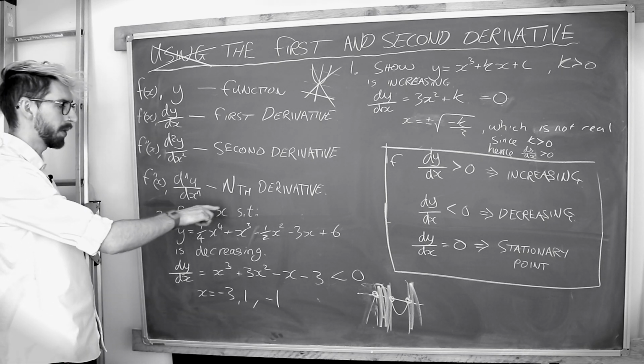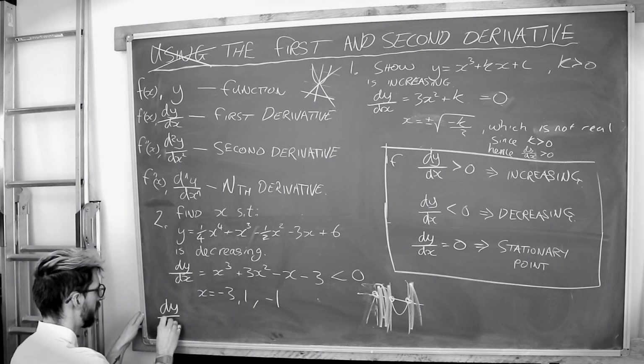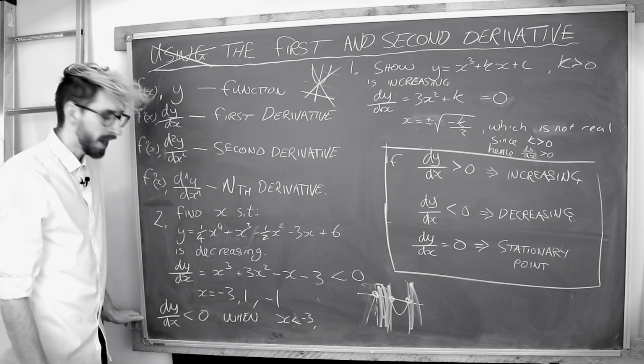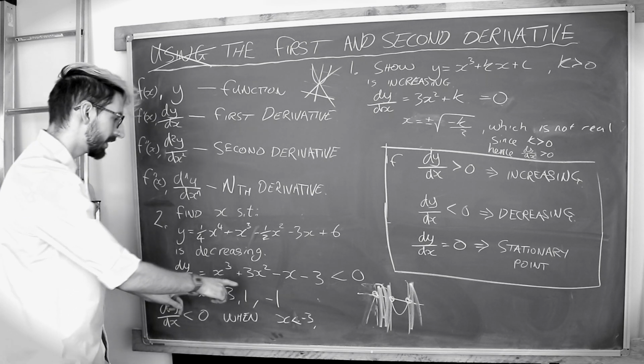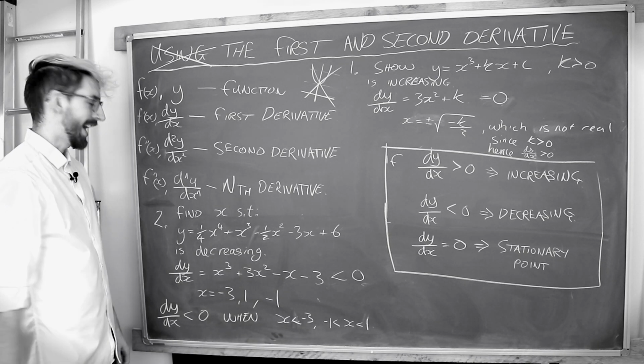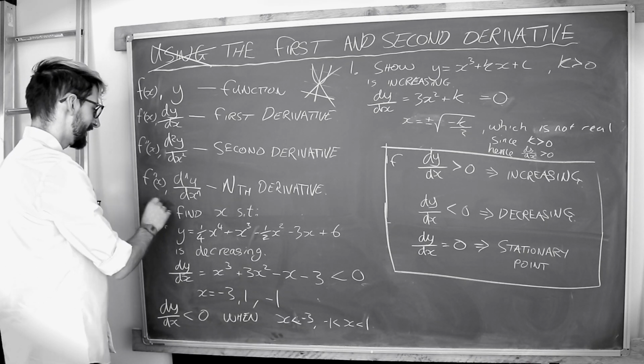So to answer the question, decreasing, so when x is less than minus 3 and x is between those two values. That satisfies me.